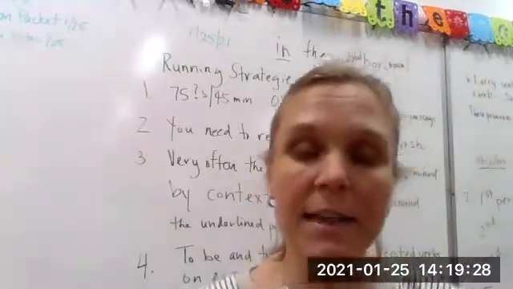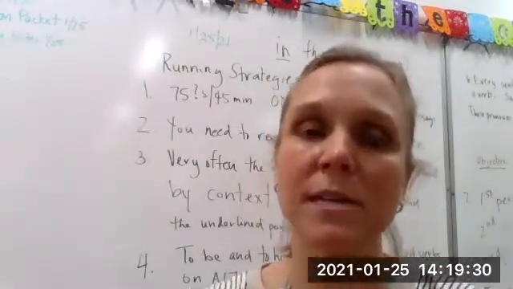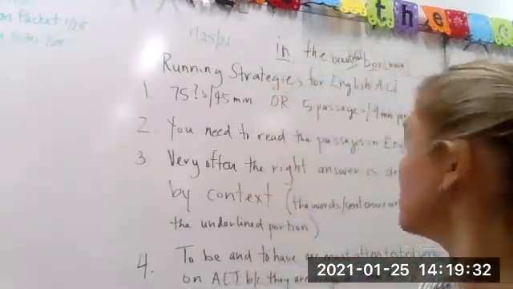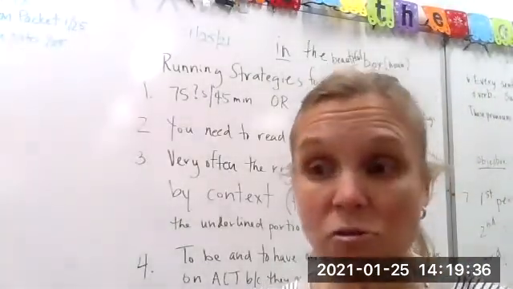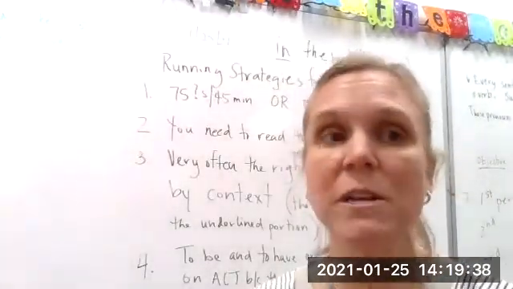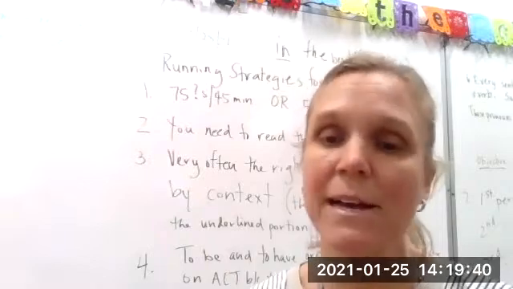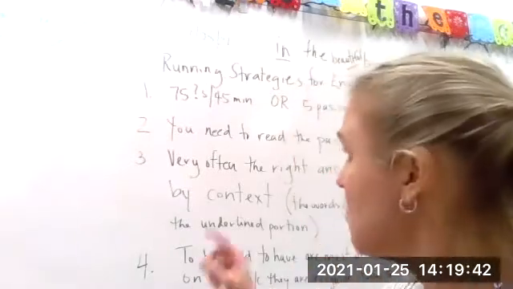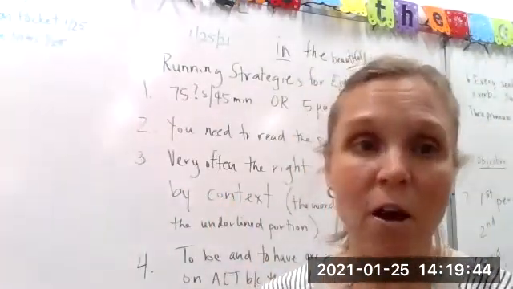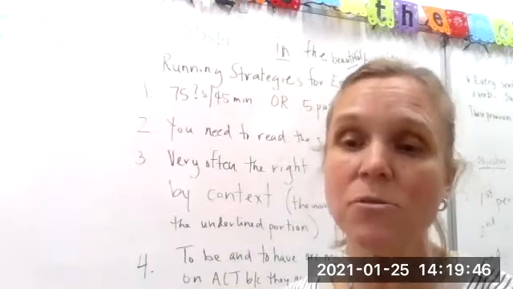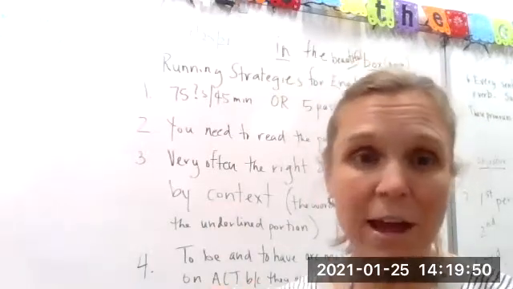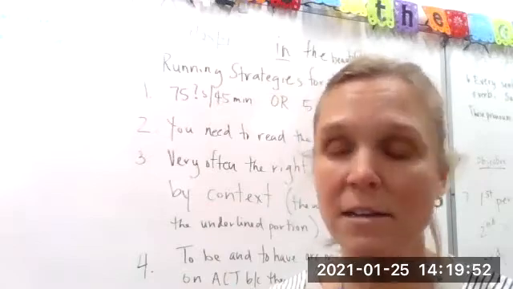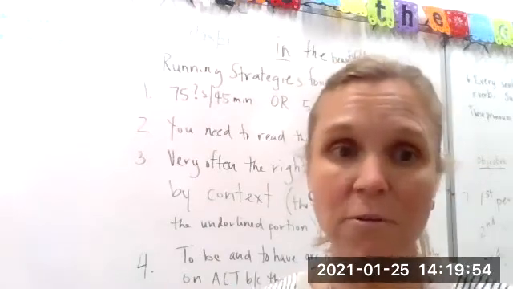English is different from reading in that you really do need to read the passages. And that's what number 2 says. You need to read the passages in English. In reading, we talked about how you could choose your strategy, how you wanted to deal with the passages, but in English, you really need to read the passages. And the reason why is what we wrote in number 3. Very often, to determine the right answer on an English passage, you have to be able to look at the underlined portion and see context. Context will help you determine the right answer.